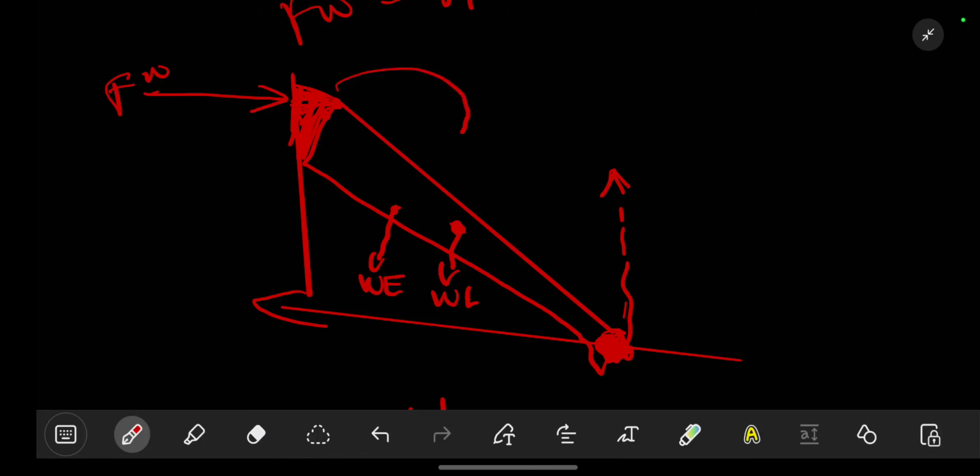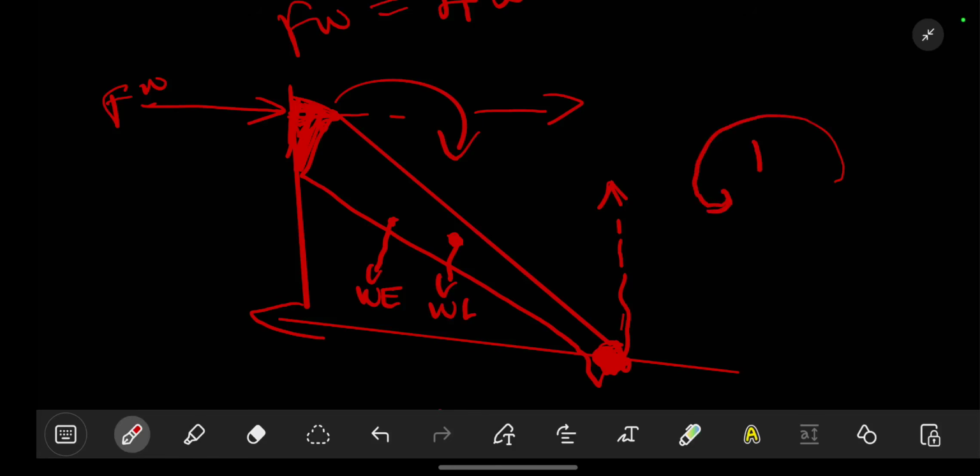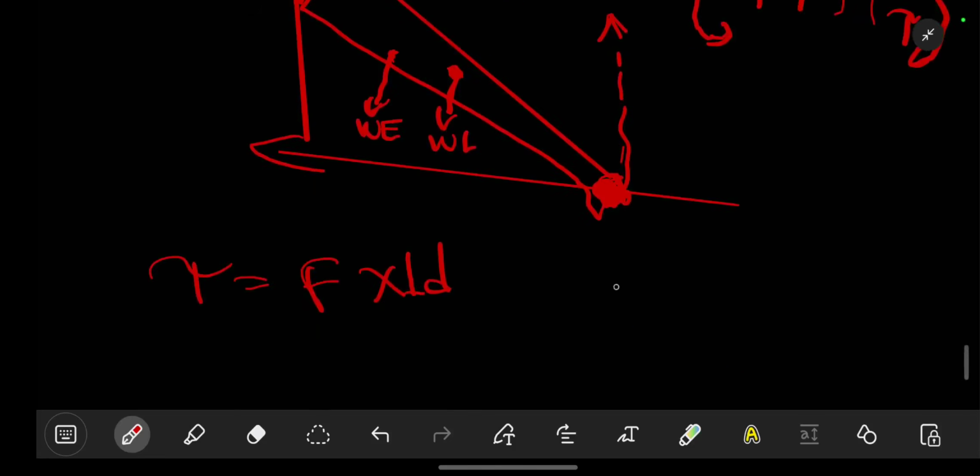Now the force on the wall produces the torque in this direction. It wants to cause the ladder to go up like that, so we are going to account for that. Let's consider this convention: if you are going this direction, the torque will be positive; if you're going the other direction, the torque will be negative. The weight of the electrician and the weight of the ladder want to cause the ladder to move like this.